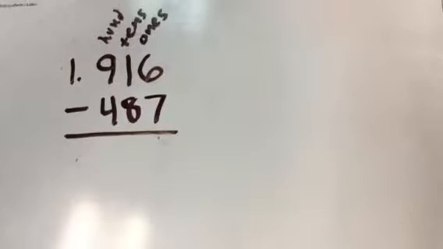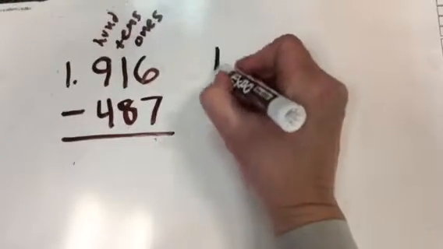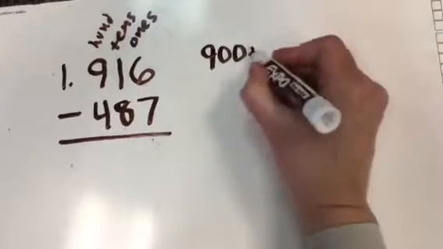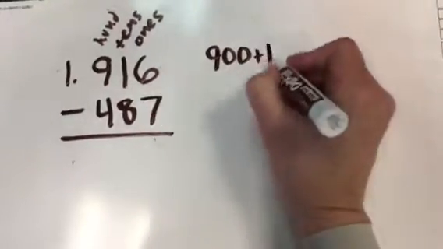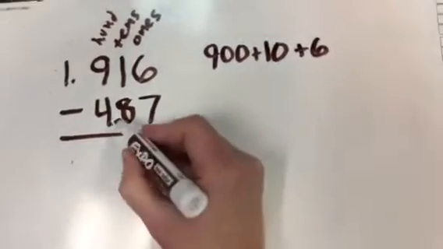This is the expanded notation subtraction method. Looking at each of the numbers that I need to subtract, I notice that the 9 in the hundreds place has a value of 900, that the 1 in the tens place has a value of 10, that the 6 in the ones place has a value of 6.